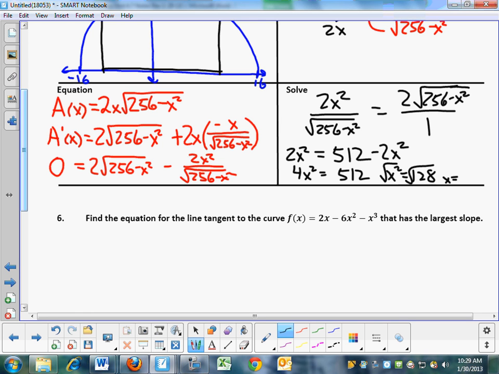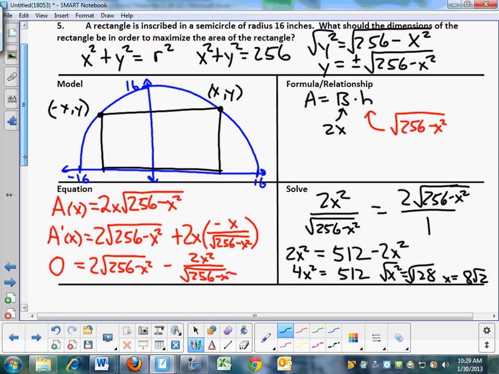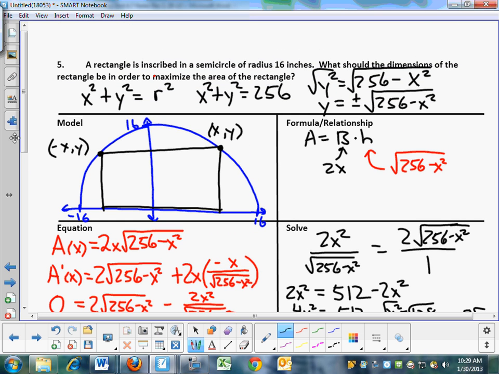8 square roots of 2, right? People, we could take out a 64. So we have that part, 8 square roots of 2. That tells us x. So x is 8 square roots of 2. If we plug 8 square roots of 2 back into 2x, what do you get? Good. So the base is equal to 16 square roots of 2.